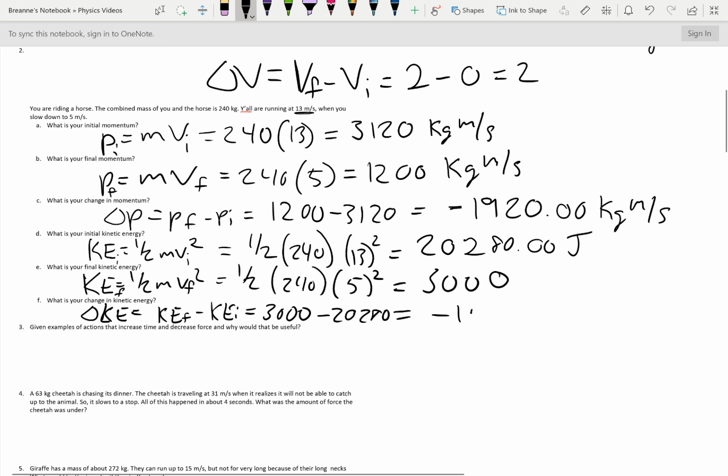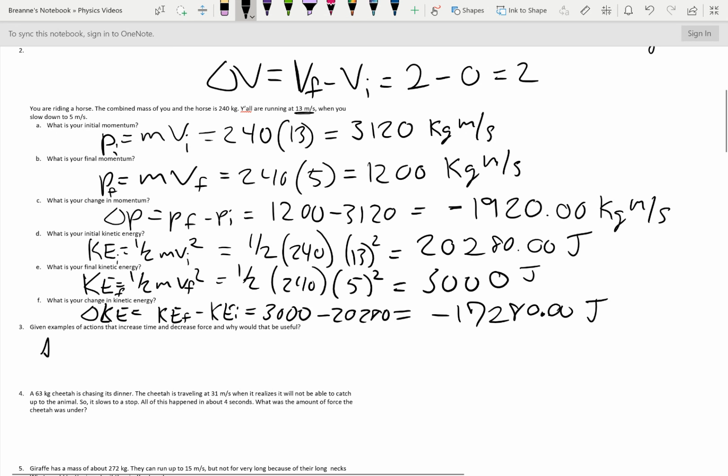You're going to end up getting a negative 17,280 joules. That is a decimal there. So that's how you find your initial momentum, final momentum, change in momentum, initial, final, and change in kinetic energy. Oh, I forgot my joules. There you go.